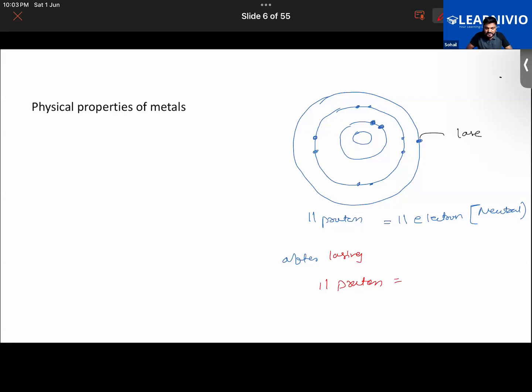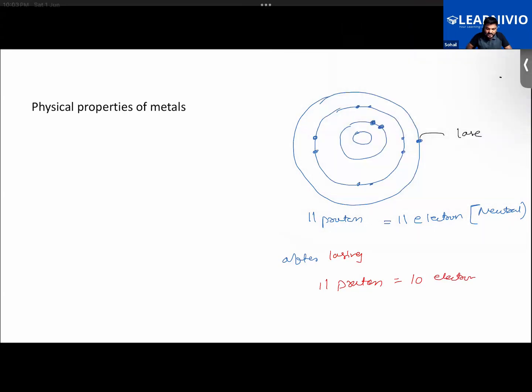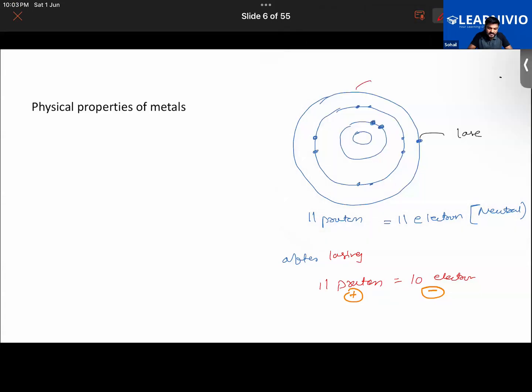Okay, sir. But you tell me, is the number of electrons increasing or decreasing? Decreasing. So that becomes 10 electrons. Now you tell me, what is the net difference of the positive and negative charges here? There's one. So which one is extra, positive or negative? Positive is extra. So we see that it gains a positive charge. And why did it gain a positive charge? Because it lost an electron.